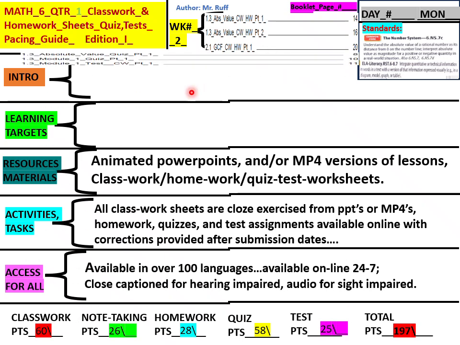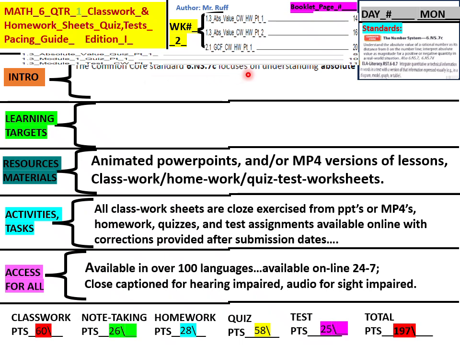And then our quizzes and our tests for this week, Week 2 of your Math 6. We have the 1.3 absolute value quiz, the 1.3 Module 1 quiz part 1, and then we go into a Module 1 test, classwork part 1 as well. So we have 3 assessments here as well as your classwork and homework.